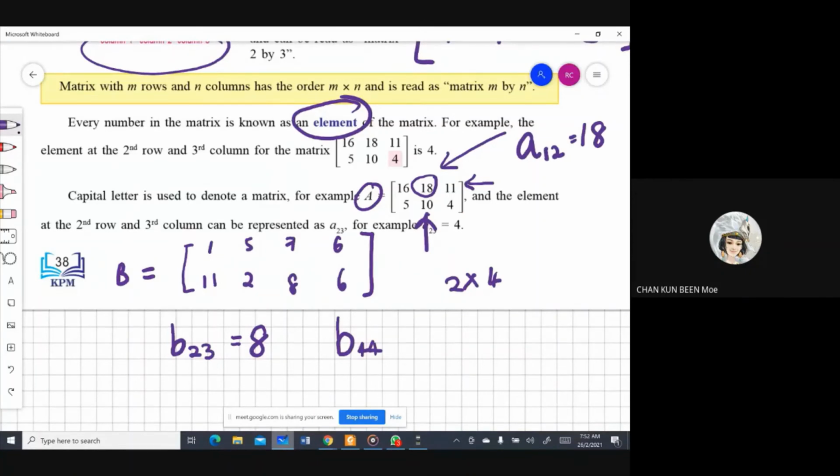Oh, sorry, not B44. I've written down wrong. B24. Sorry, Zawani. Means second row and the fourth column is 6.